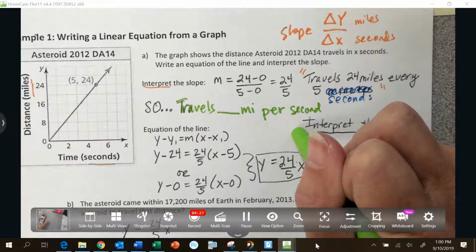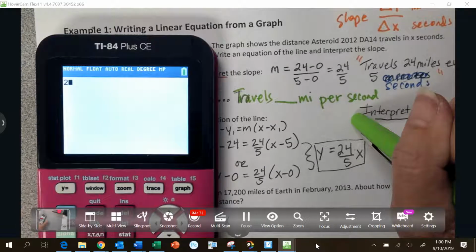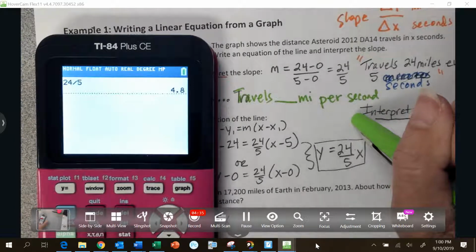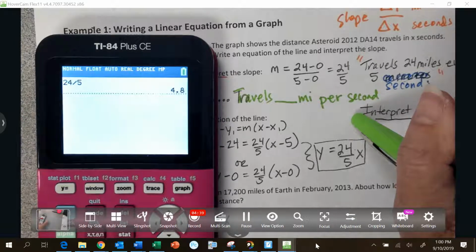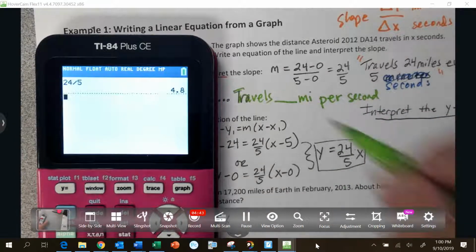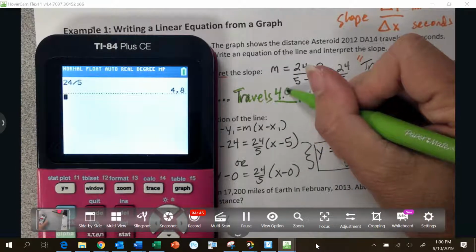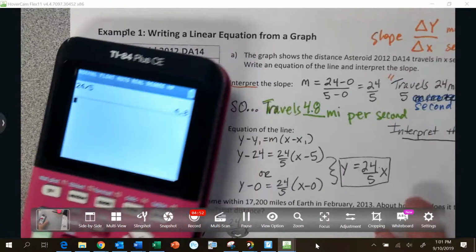You're asking us to answer? Yes, I'm asking you to answer me. You would use division. 4.8 miles per second. If you divide them, it makes the bottom 1. If you divide them, it makes it per 1 second. So we just divide: 4.8 miles per second. Okay, that is interpreting the slope, telling us what it means for this particular situation.